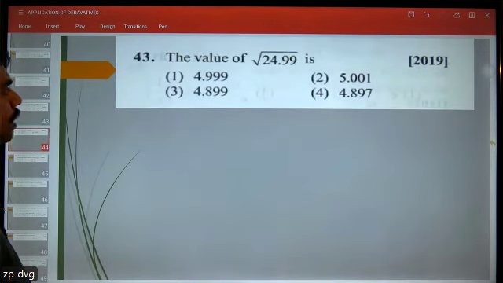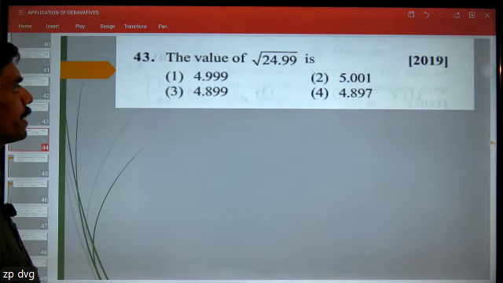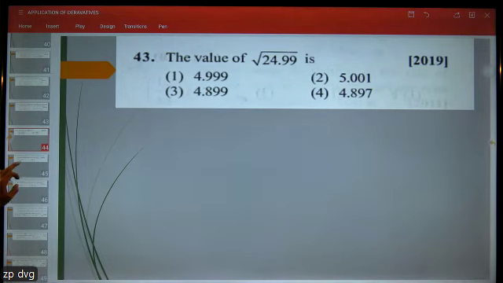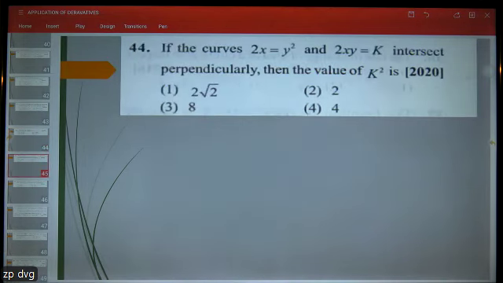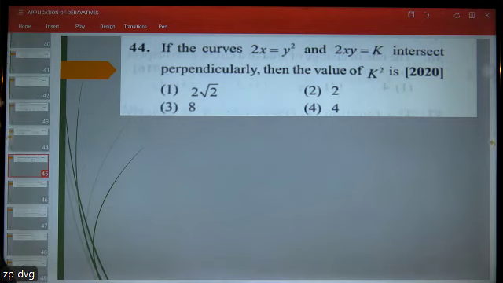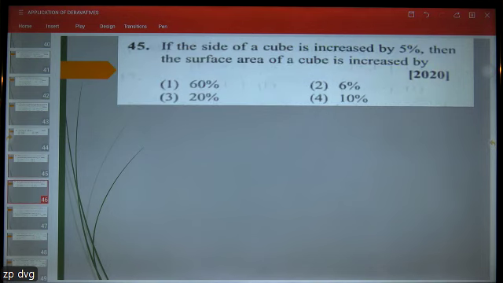The value of root of 24.99 is, this concept is deleted in your syllabus. So we will go for question number 44. If the curves 2x equal to y square and 2xy equal to k intersect perpendicularly, this one is also deleted in your syllabus. We go for question number 45.